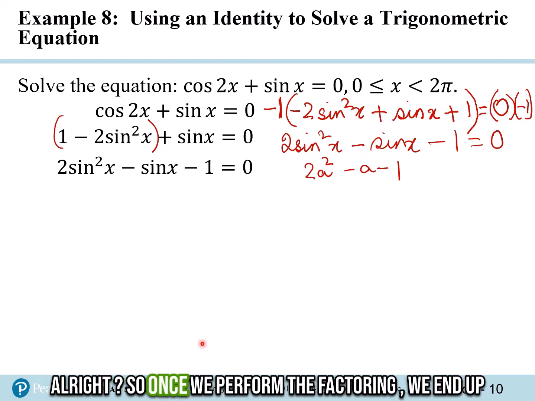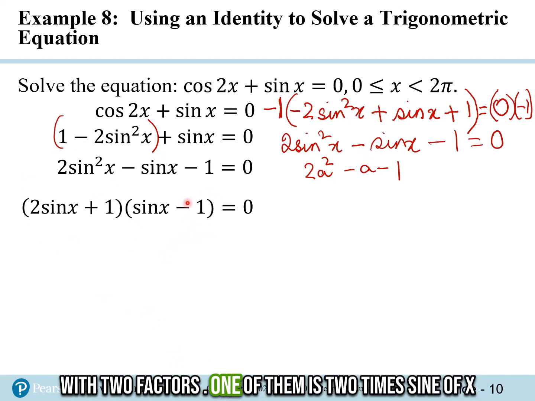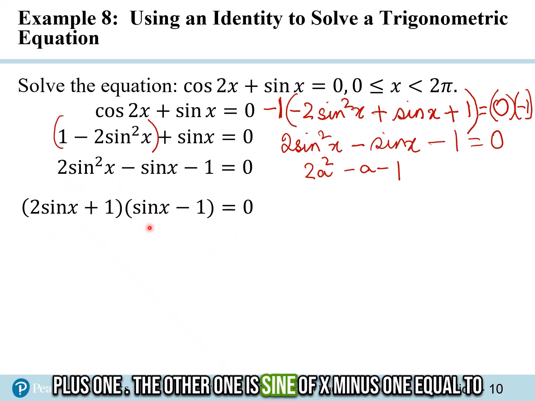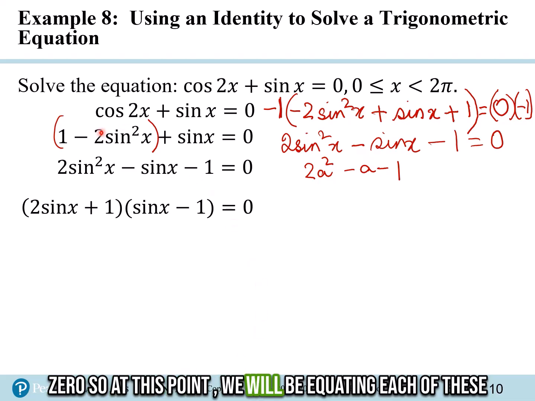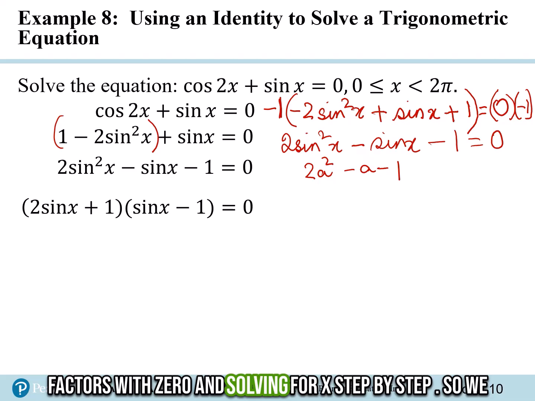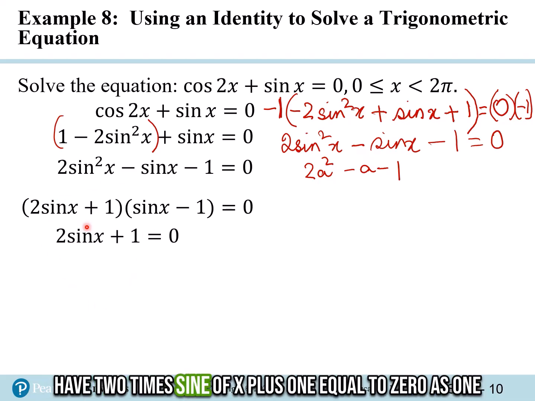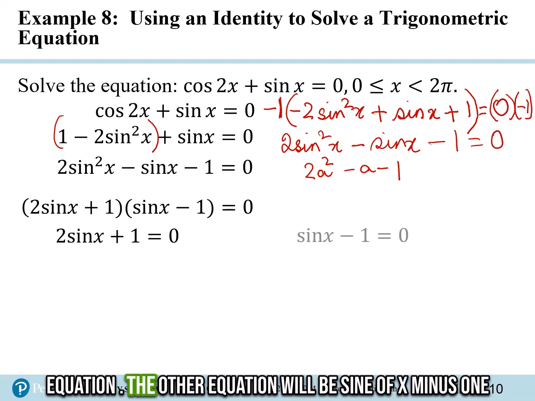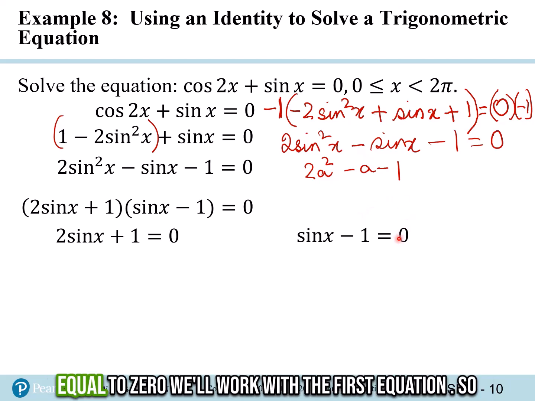All right. So once we perform the factoring, we end up with two factors. One of them is 2 times sine of x plus 1. The other one is sine of x minus 1 equal to 0. So at this point, we will be equating each of these factors with 0 and solving for x step by step. So we have 2 times sine of x plus 1 equal to 0 as one equation. The other equation will be sine of x minus 1 equal to 0.